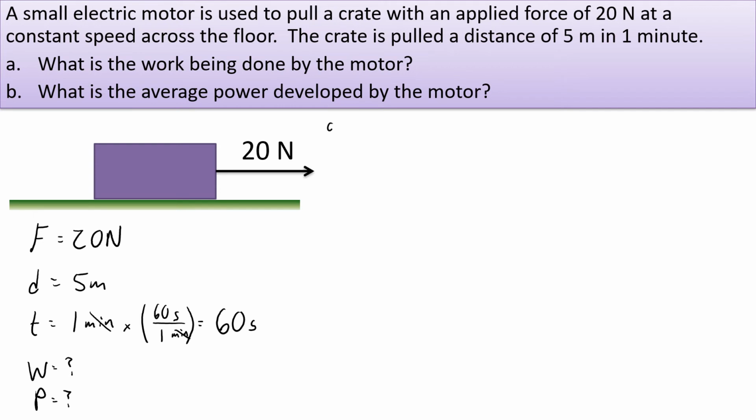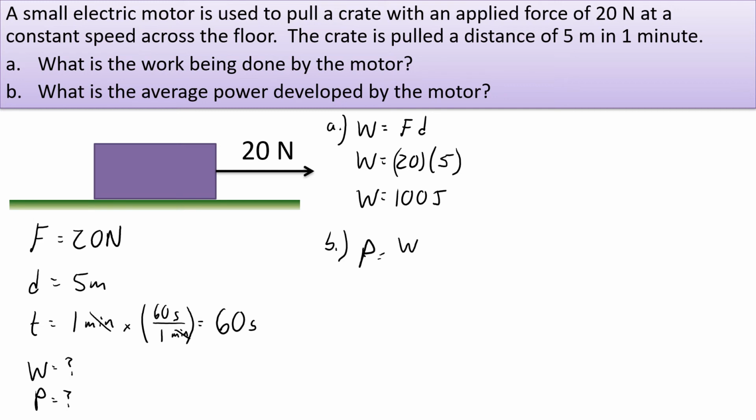All right, so part A, the work is equal to the force times the distance. So 20 newtons being exerted over 5 meters. So you're doing 100 joules of work. How fast are you doing that work? Right? What is the rate of work being done? What is the power? It's the work divided by the time. So the power is equal to 100 joules divided by 60 seconds. And you could say a joule per second for the unit. But instead we'll say it's 1.7 when you round it.